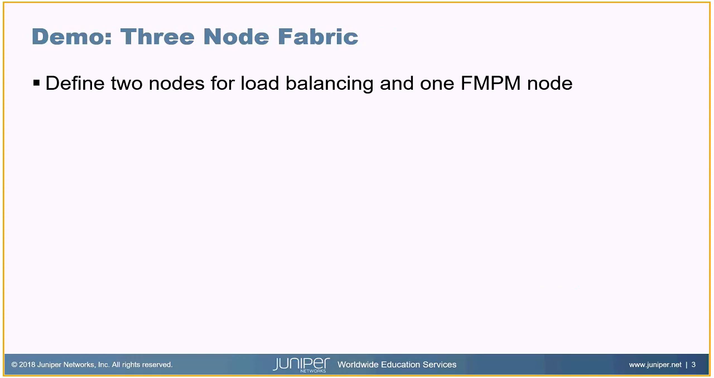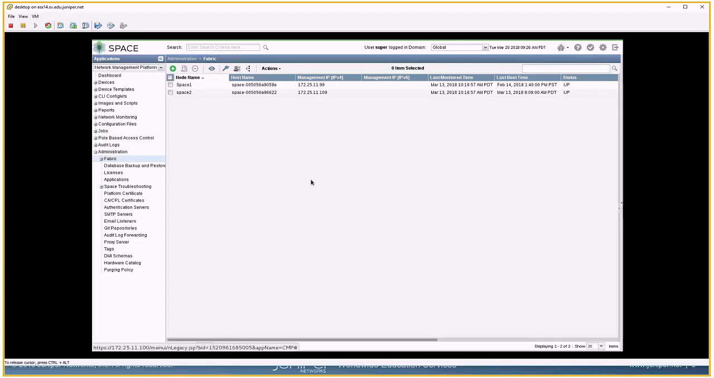So if we open up our environment, you'll notice that I already have a fabric configured. If I go into the network management platform and I navigate to administration fabric, I've got 2 nodes already set up. They're configured to be in a cluster or in a fabric. And node 1 is up and is the master, and node 2 is also up. Now, there are a lot of different scenarios here that we don't have time to talk about, like what happens if space 1 goes down? Space 2 basically automatically takes over the VIP or the virtual IP address.